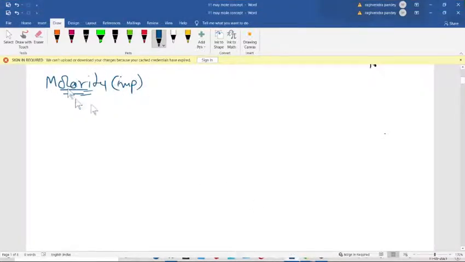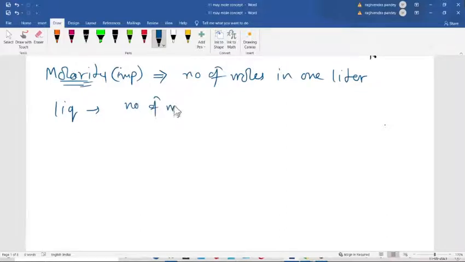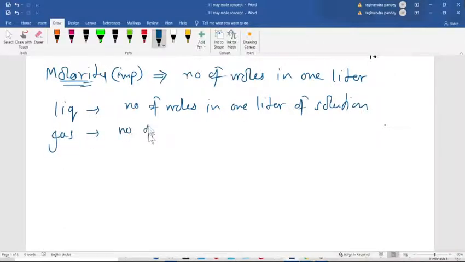So molarity. Now molarity, if we see the definition, is the number of moles in 1 liter. The 1 liter can be solution, it can be gas also. If we talk about liquid, it is the number of moles in 1 liter of solution. Mostly we make solutions. In gas also it is the same thing, the number of moles in 1 liter of gas. So this is one definition.